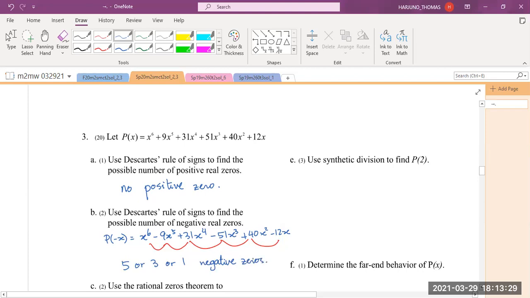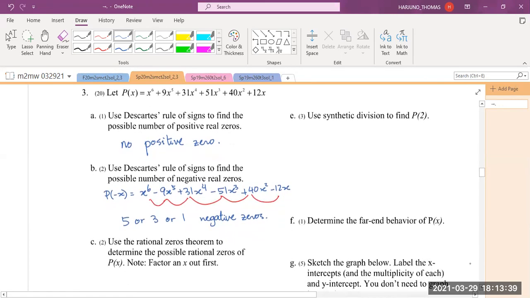No positive 0, but at most 5 negative zeros. Oh, we have common factor x. Yeah, we have common factor x, so factor that x out first. So P(x) is now equal to x times (x^5 + 9x^4 + 31x^3 + 51x^2 + 40x + 12).